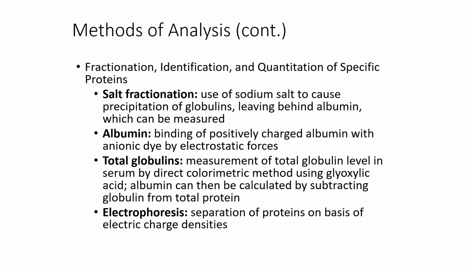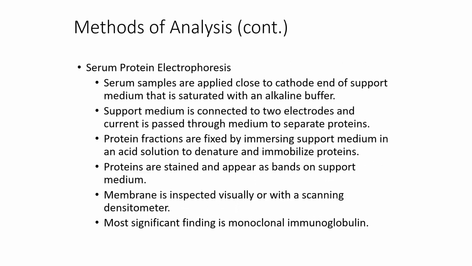And then we have the electrophoresis method. In serum protein electrophoresis, serum samples are applied close to the cathode end of the support medium that is saturated with an alkaline buffer. The support medium is connected to 2 electrodes, and current is passed through the medium to separate the proteins. Protein fractions are fixed by immersing the support medium in an acid solution to denature and immobilize the proteins. Proteins are stained, and then they appear as bands on the support medium. The membrane is inspected visually or with a scanning densitometer. The most significant finding is monoclonal immunoglobulin.